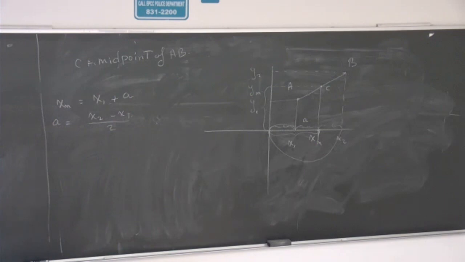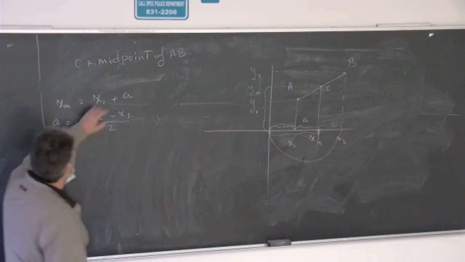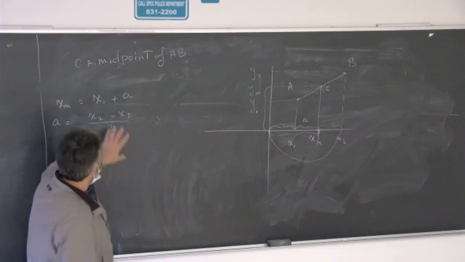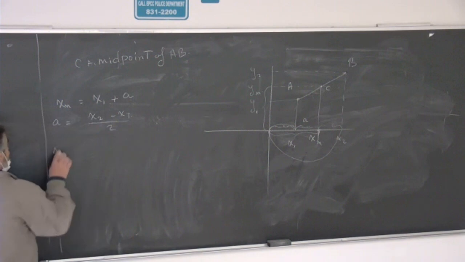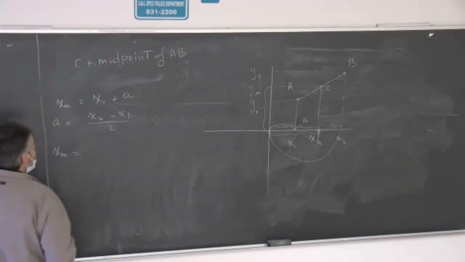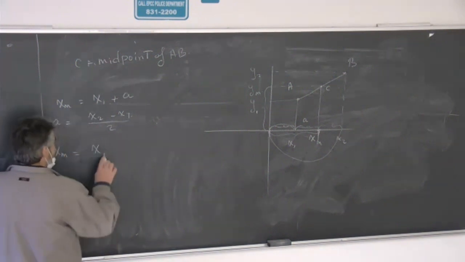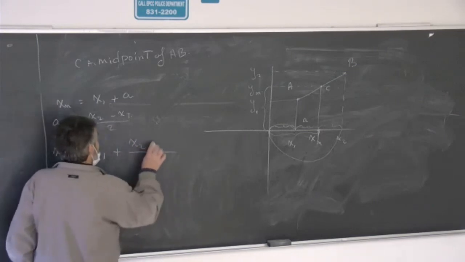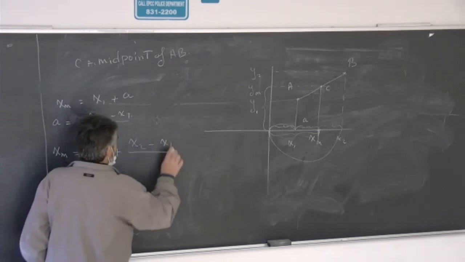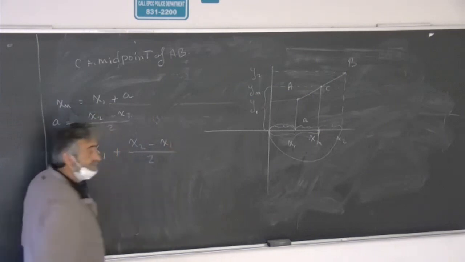So far, so good. So let's substitute. I'm going to remove A from here and replace it by that. So what is this? Then xm is x1 plus (x2 minus x1) over 2.